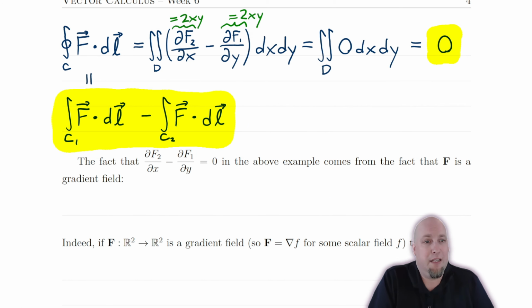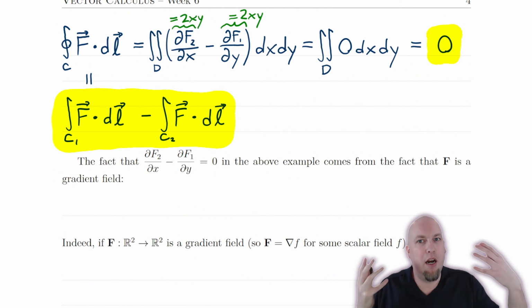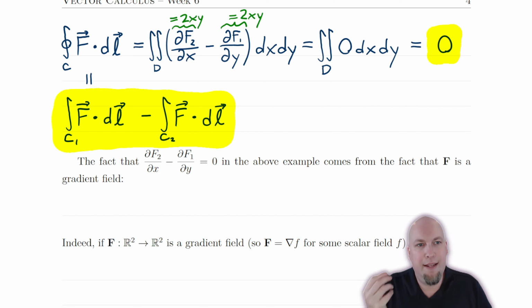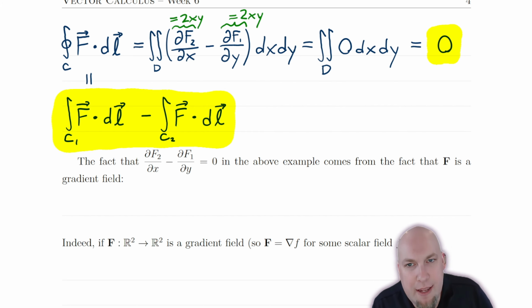Yeah, it's got path-independent line integrals. But what was the thing that made this happen? How can I generalize this to other vector fields? The thing that made this happen was that this quantity equaled 0, so that I got 0 on the right-hand side of Green's theorem here. So when do I get 0 for this quantity?